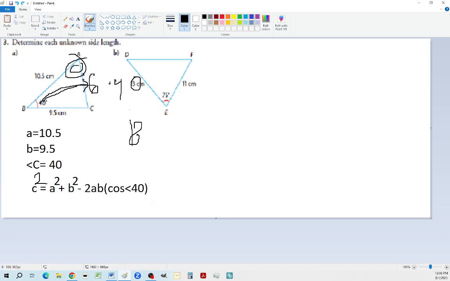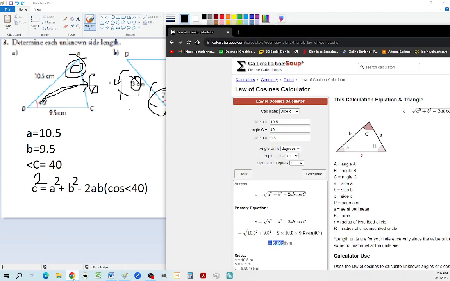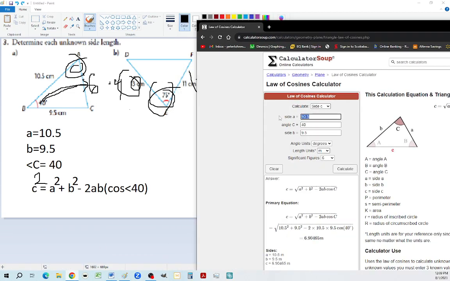What do I have here? Same thing. Just the ABCs have changed, 13 and 11 and 75. This is a big angle, so I can expect this side to be quite long, or longer than the other sides. So I'm going to pull up my calculator, but I'm still looking for angle C, so it's 13, 75, and 11. And I'm going to hit calculate. And it's going to tell me the other side is 14.69. And because we're rounded to a single digit, 14.69 becomes 15.